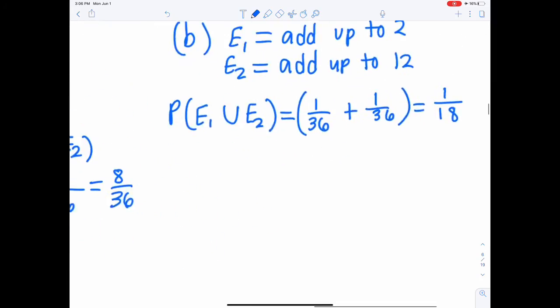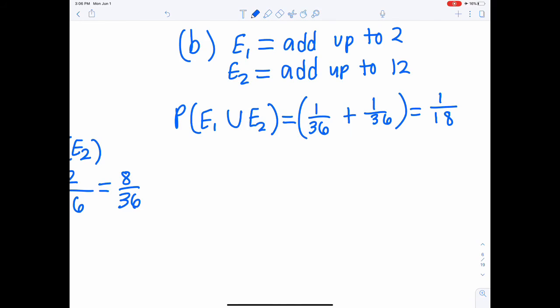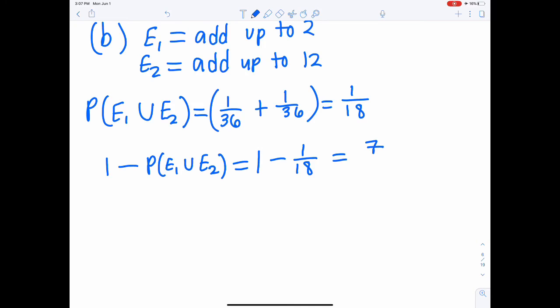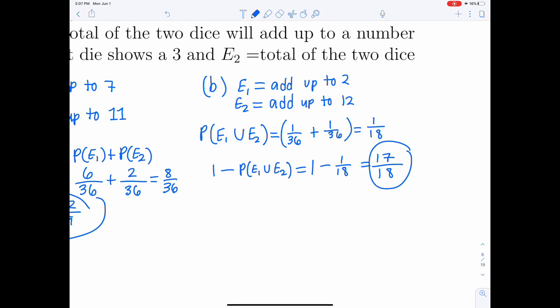So now I know the probability of me getting a 2 or a 12, but they want to know other than. So other than is when we use the complement rule, which is saying the probability of this happening, we just subtract it from 1. So 1 minus P of E sub 1 union E sub 2 is going to be 1 minus 1 over 18, which will give me 17 over 18. And that is the probability that you wouldn't get either a 2 or a 12. You can put those formulas together all at once. I just did it in 2 parts, but basically we're just using the rule we used before and the complement rule.